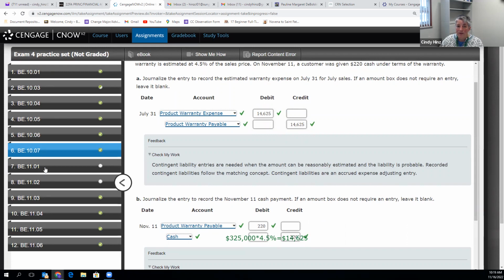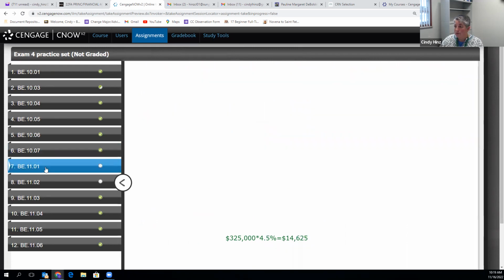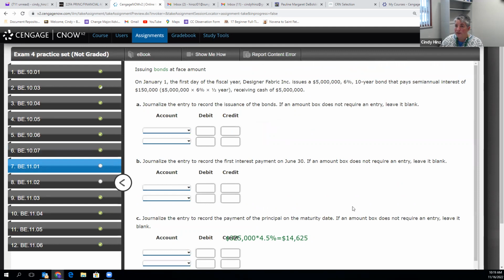So that's the end of the review from Chapter 10. We have a couple more exercises for Chapter 11. So the first one is issuing bonds at face amount. So we said in class when we did an exercise similar to this, that's not very common, extremely unlikely that we would issue them at exactly face value, but it certainly does make our accounting easier.